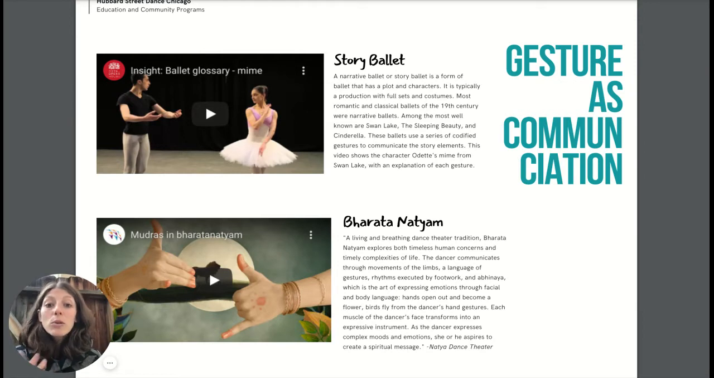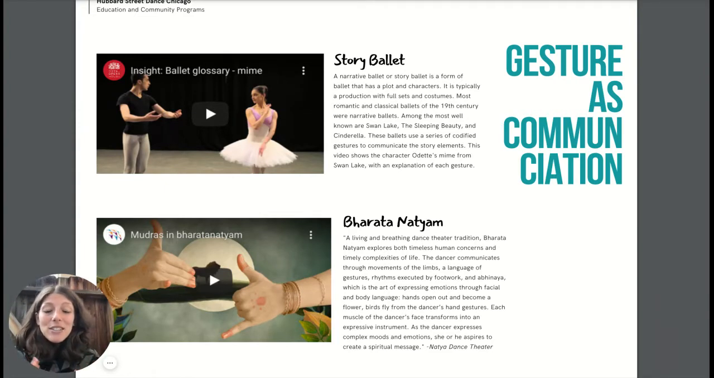Okay, so among the most well-known were Swan Lake, Sleeping Beauty, Cinderella. You might know some of those names because, of course, they've been turned into Disney movies. But before the Disney movies, they were stories that were written down, and they were ballets. So those came long before the Disney movies that you might know now.